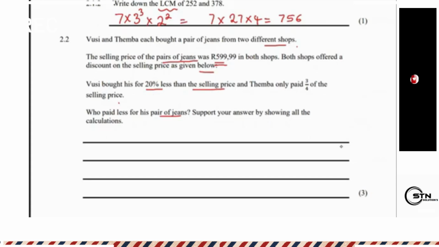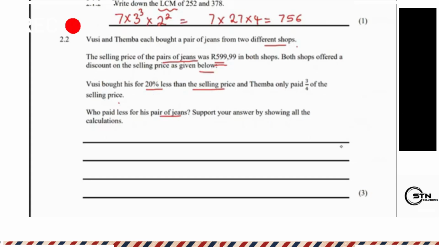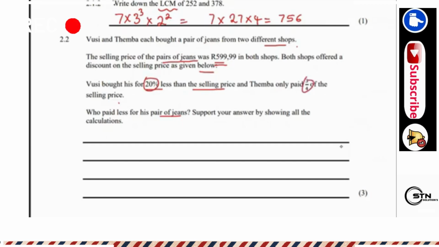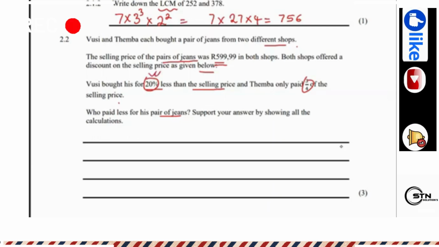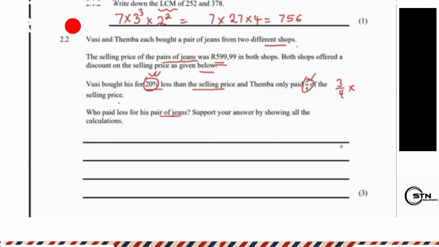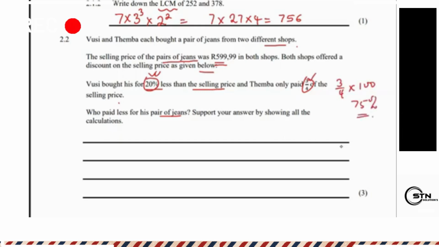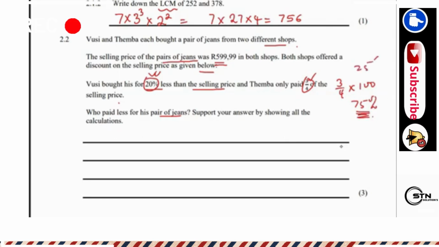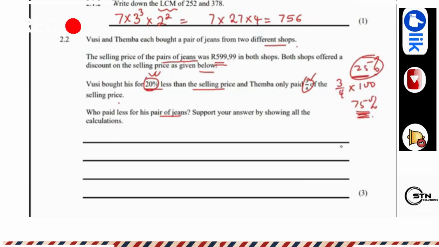Before we answer this, the easiest trick is that this is a 20% discount. We can also convert this to a percentage. Alternatively, change this to a fraction and then we see which fraction is bigger. So if I change this to a percentage, it could be 3/4 times 100, which is 75%. So this one paid only 75%. 75 subtracted from 100 means Temba got a 25% discount. This person paid 20% less.